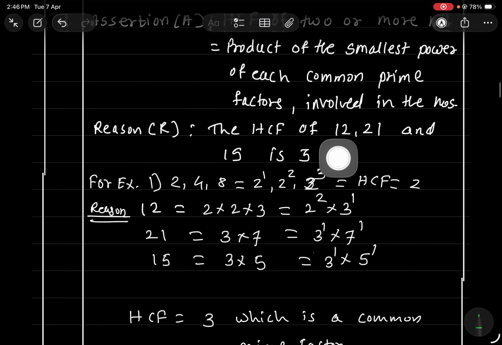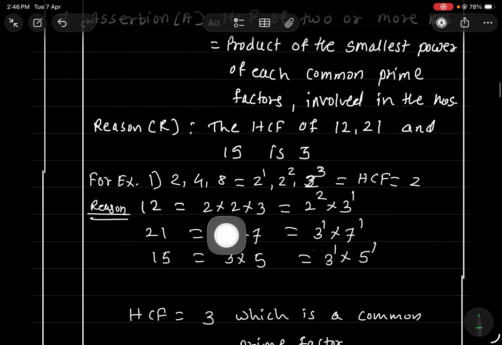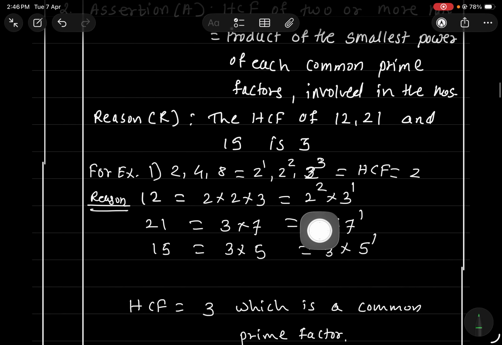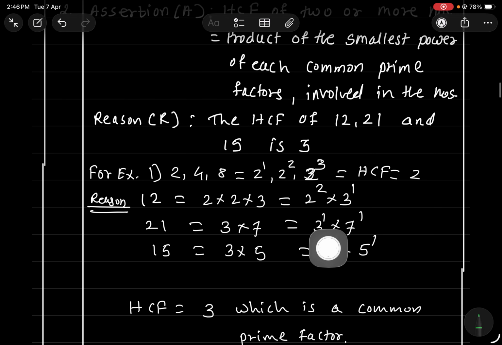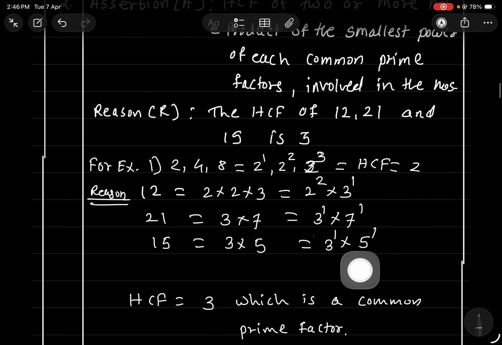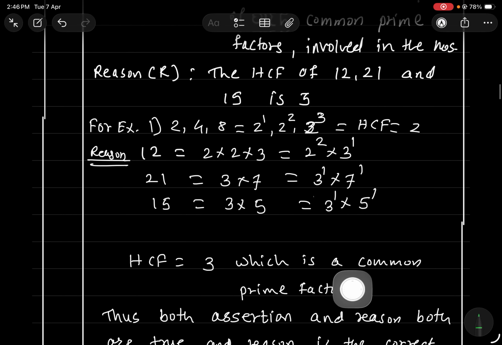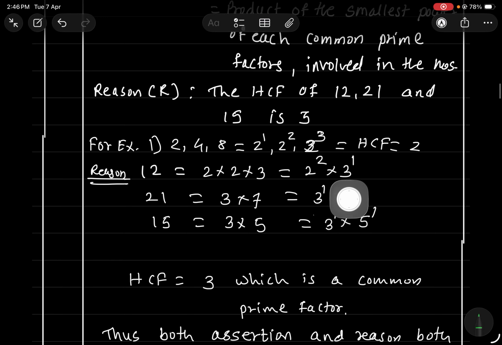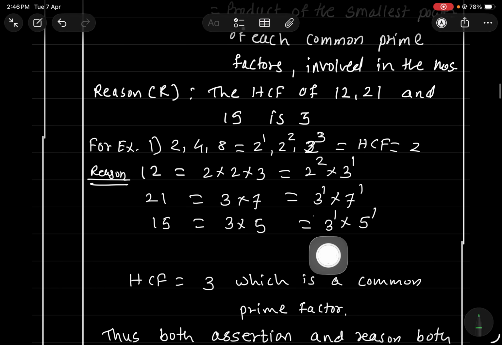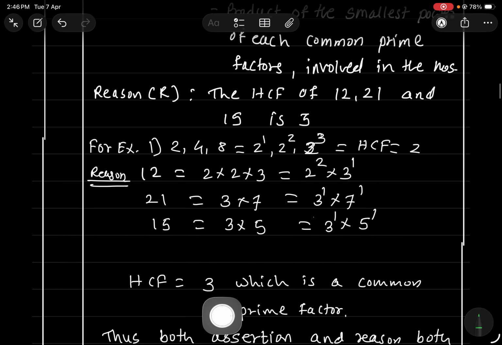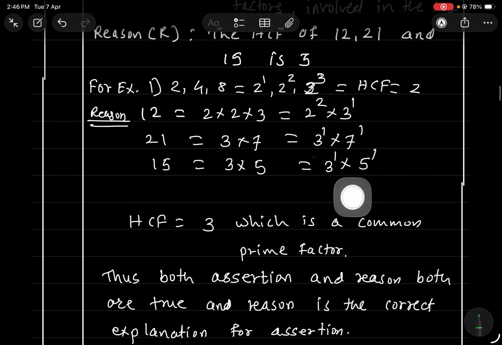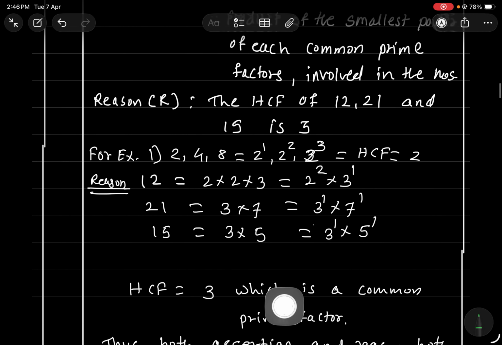And then the reason: we have to find the HCF of these numbers. 12's factorization is 2 into 2 into 3, and 21 is 3 into 7. In index form we write 2 squared into 3 raised to 1, and 3 raised to 1 into 7 raised to 1. The HCF is the common prime factor. Here 3 raised to 1 is the same in all, so we take one common, that is 3. Others are not common.